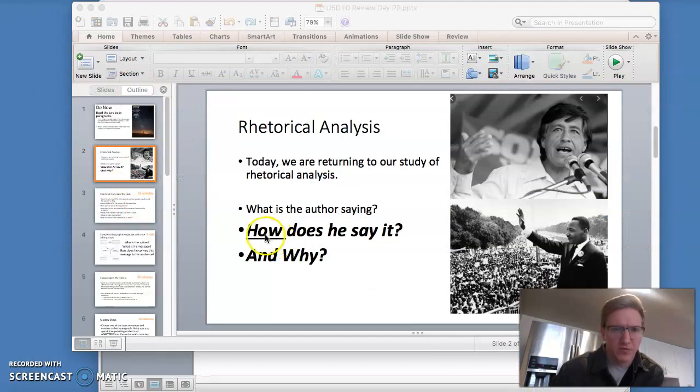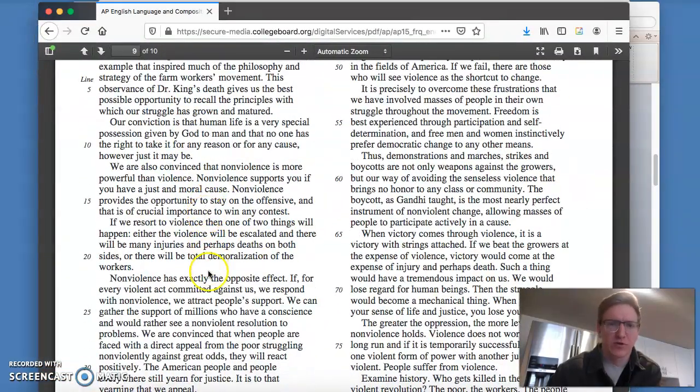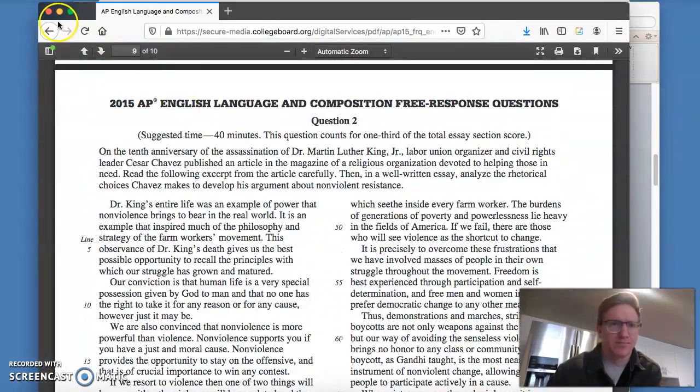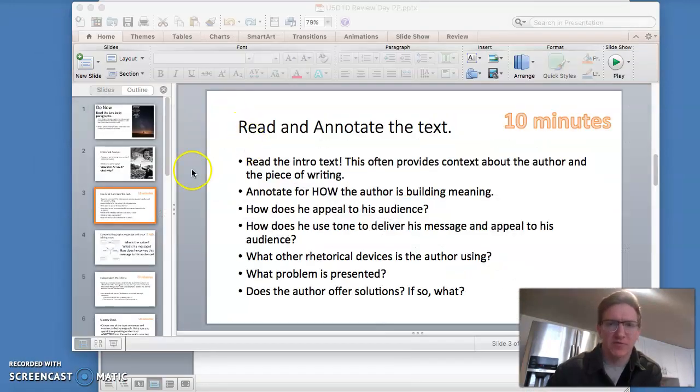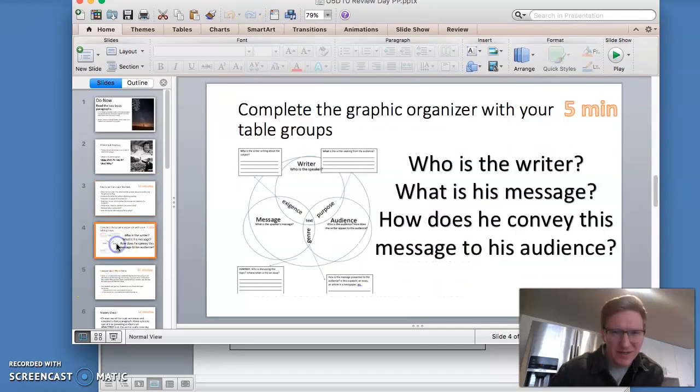After that, I was really trying to push how he says it rather than what Chavez writes, because answering how is actually doing rhetorical analysis rather than just overly summarizing. These were some guiding questions for students as they worked independently afterwards. They were to read through this part and annotate, in order to help prepare themselves for the actual writing of the essay. I've really tried to emphasize the importance of annotations in preparing to write a good essay. I'm going to skip this part.